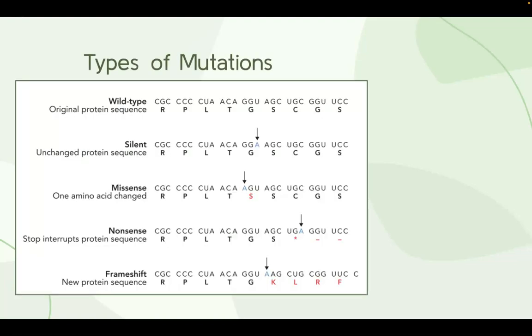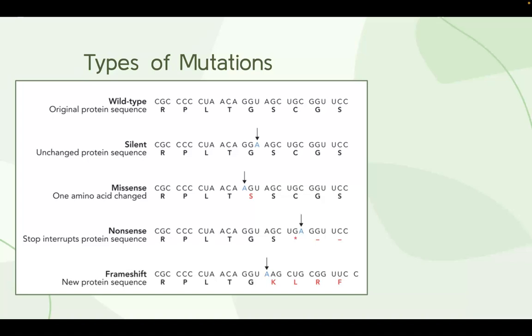So now let's go over the 4 different types of mutations. So at the top we have the original protein sequence, which is also known as the wild type sequence. The top line is the RNA sequence and the bottom line is the amino acid sequence.